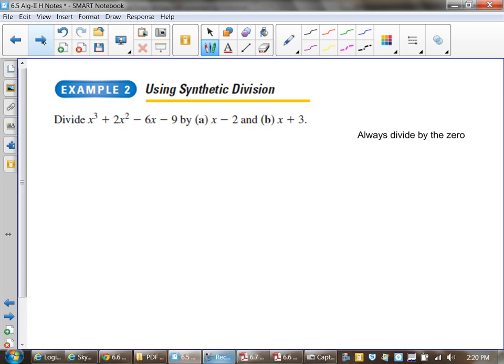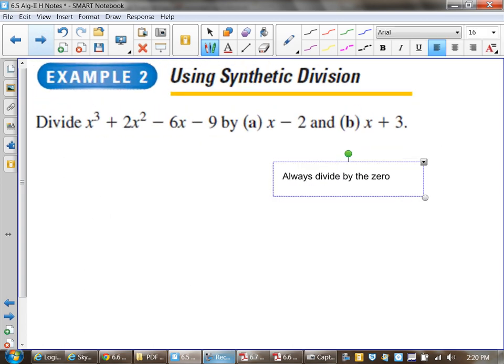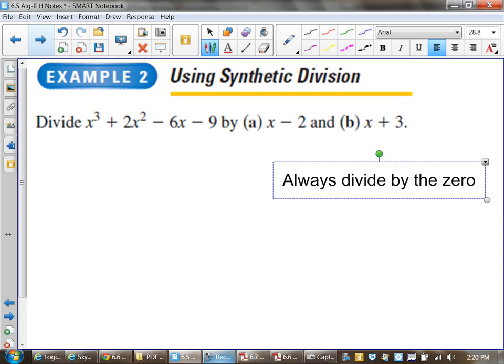When we did synthetic division the other day, they were telling you to use synthetic division to find a solution by synthetic substitution. That's what they were calling it. Today we're going to start to introduce you guys to factoring via synthetic division.